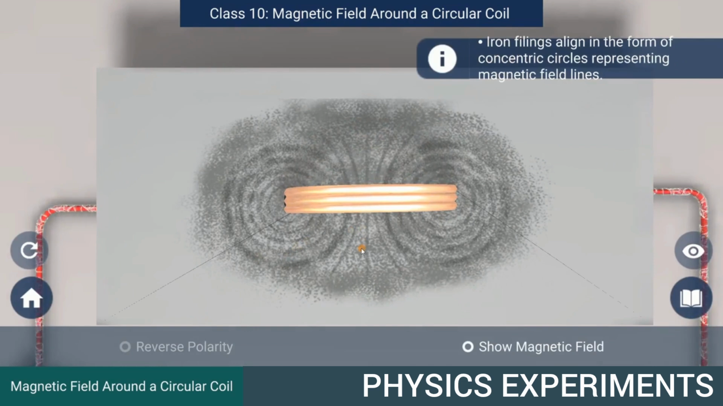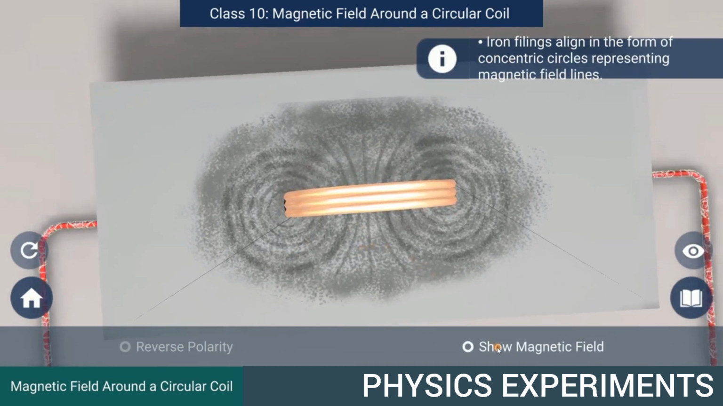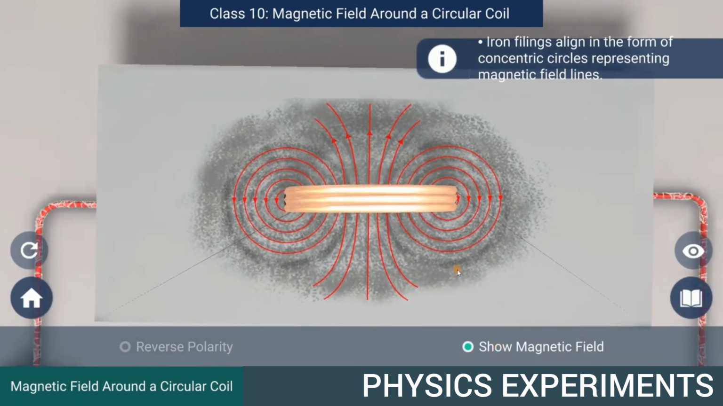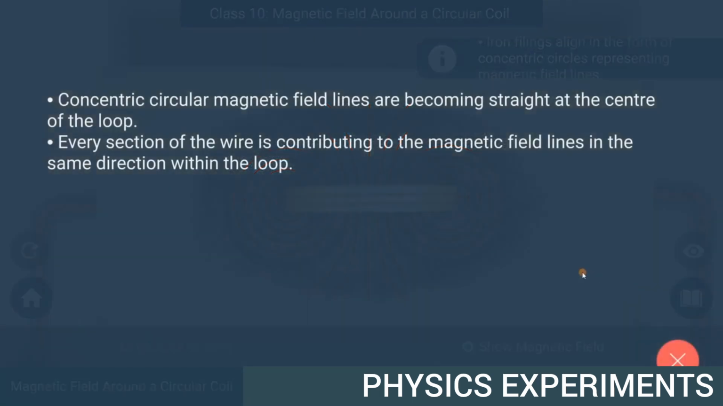We can observe the pattern formed by iron filings. Iron filings are aligning themselves by the magnetic field experienced at each point. We can see that the concentric circular magnetic field lines are becoming straight at the center of the loop. By applying the right-hand rule, we find that every section of the wire is contributing to the magnetic field lines in the same direction within the loop.